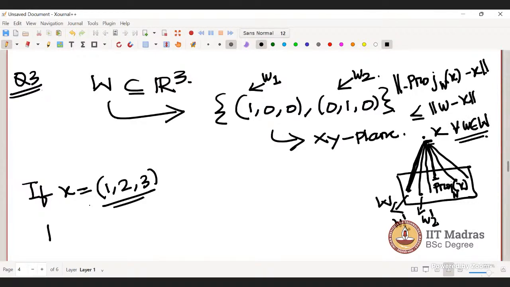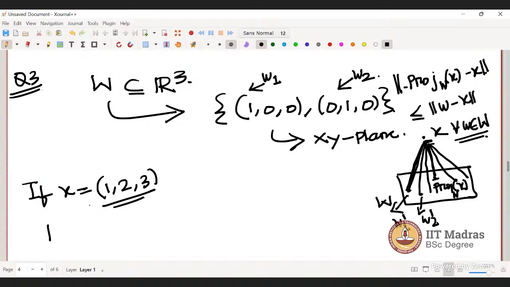I have a small doubt. Here we are taking only the normal, right? We are computing the projection. Yes, here we are computing just the projection.